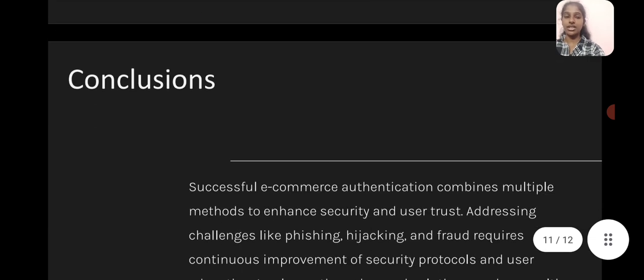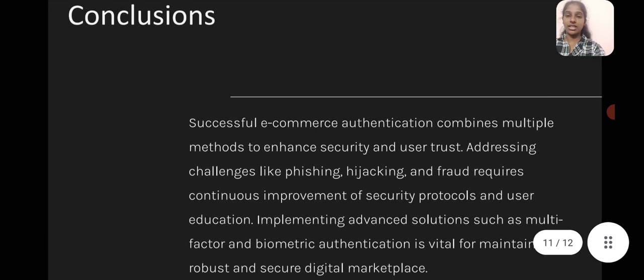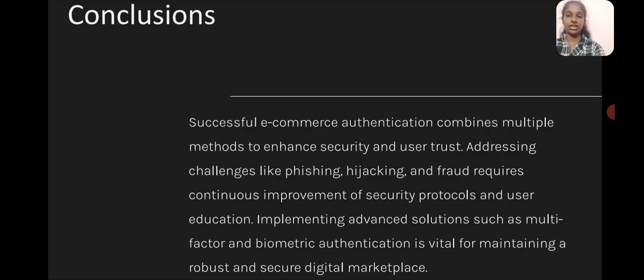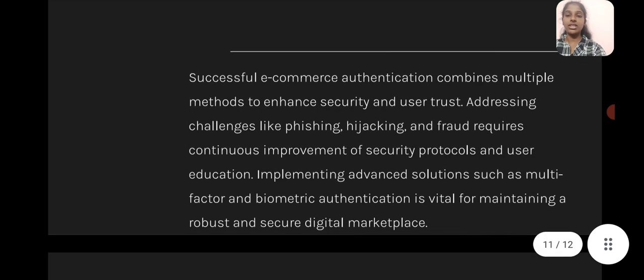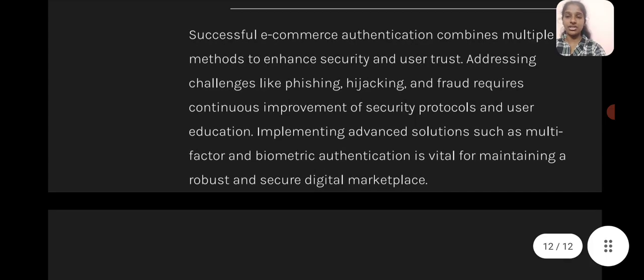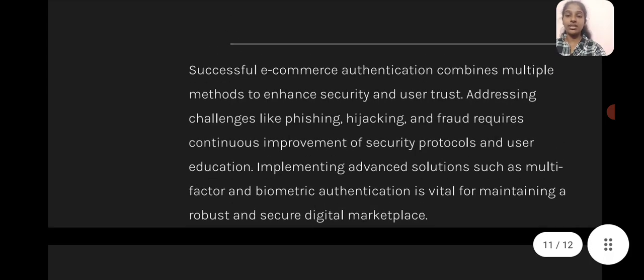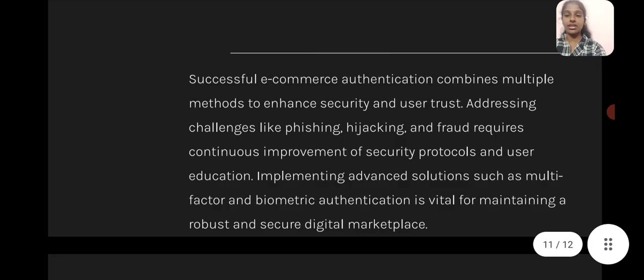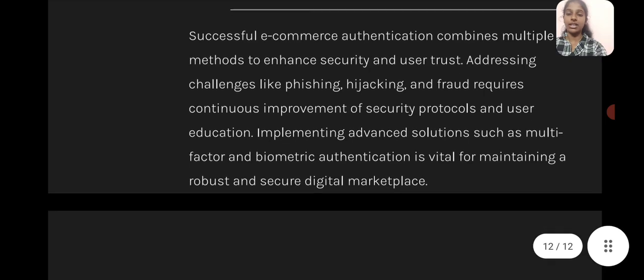And the conclusion is that successful e-commerce authentication combines multiple methods to enhance security and user trust. Addressing challenges like phishing, hijacking, and fraud requires continuous improvement of security protocols and user education, and implementing advanced solutions such as multi-factor and biometric authentication is vital for maintaining a robust and secure digital marketplace.